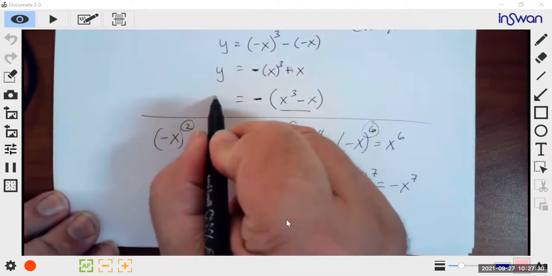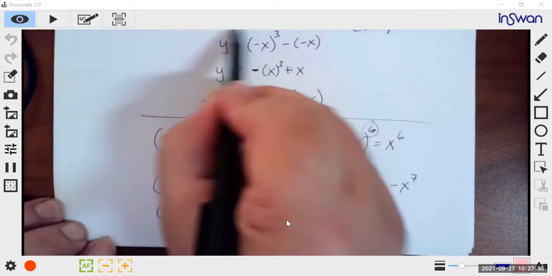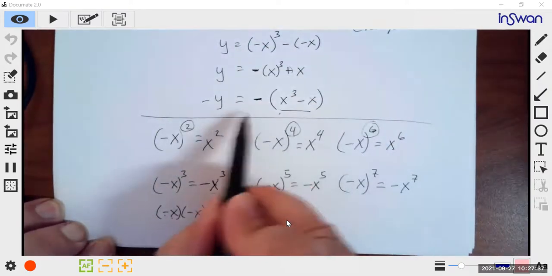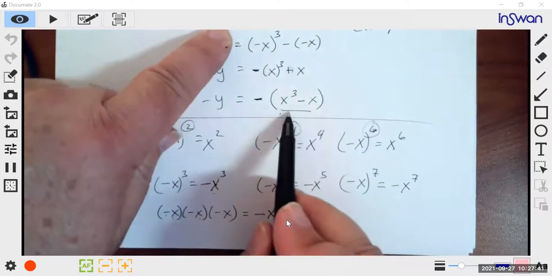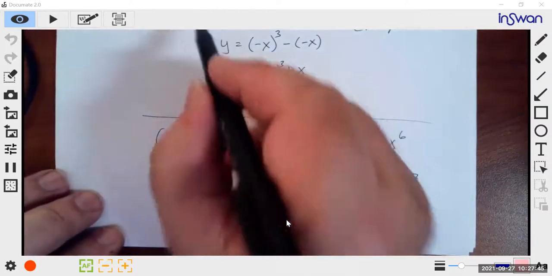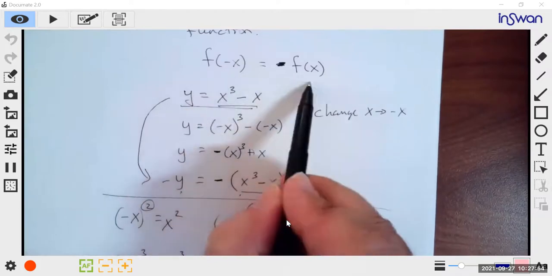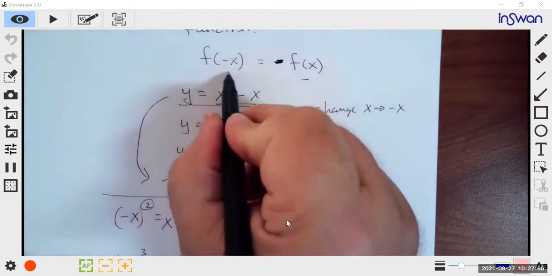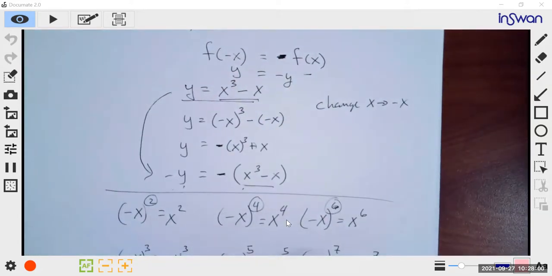That's what this becomes. This actually becomes a negative y. So if I start off with this, now I ended up with this. Because if y equals this, if there's a negative in front, then that's what I have. So I change from y to negative y. Yes, that's what it means. Very good point. So if I start off at y and I end up at negative y, then it's an odd function.